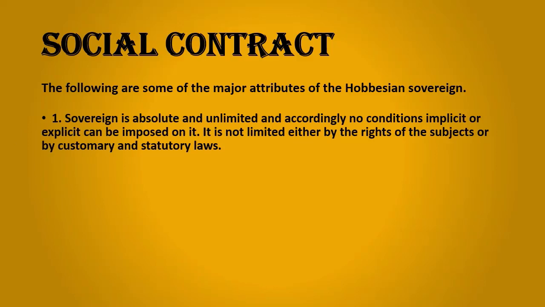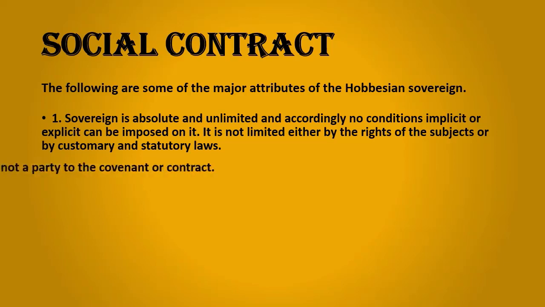So these were some of the attributes, duties or powers which the Leviathan possessed. One, the sovereign or the Leviathan is absolute and unlimited, and accordingly no conditions, implicit or explicit, can be imposed on it. It is not limited either by the rights of the subjects or by customary and statutory laws. So this guy is just an all-powerful mortal under the auspices of the immortal God.